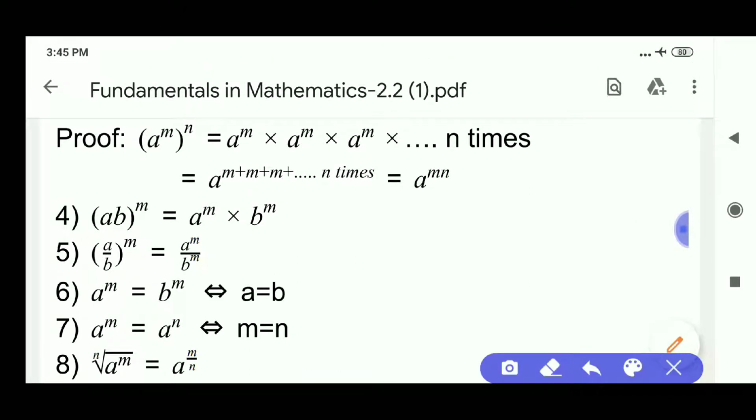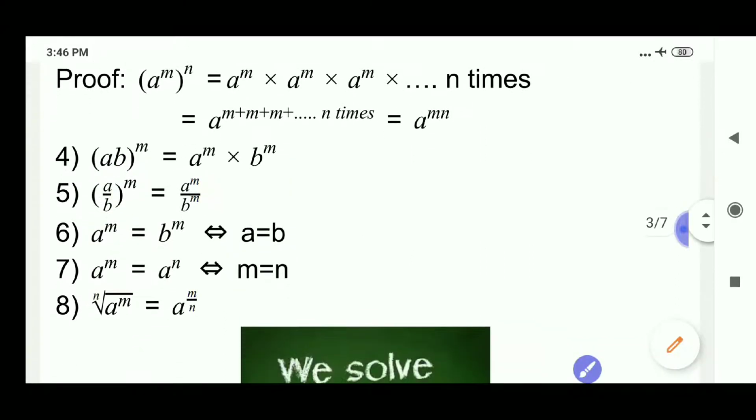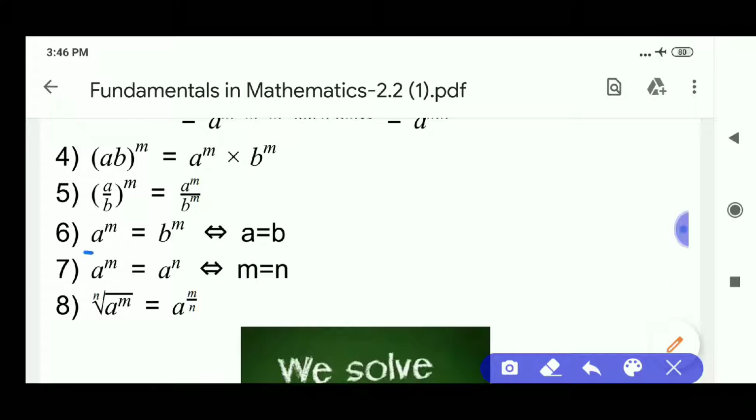Now observe these carefully. ab whole power m is a power m into b power m. a by b whole power m equals a power m by b power m. a power m is equal to b power m if and only if a is equal to b. a power m is equal to a power n if and only if m is equal to n. nth root of a power m equals a power m by n.